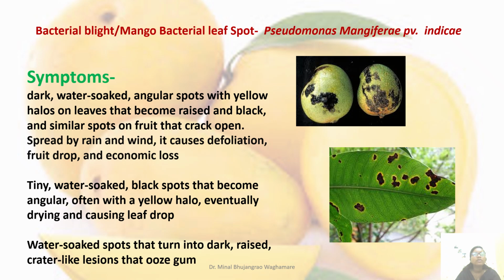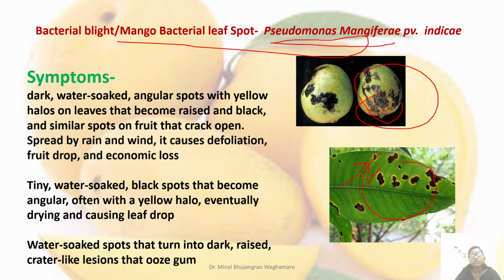Coming to the bacterial blight of the mango, that is also known as bacterial leaf spot. This disease is caused by bacteria, that is Pseudomonas mangiferaeindicae pathovar indicae. In this we can find dark and water soaked angular spots with yellow margins or yellow halos appear on the leaves, and due to this ultimately the leaves dry and defoliation of the leaves takes place. In severe cases, from such spots which turn black, oozing of gum also takes place. Such spots also appear on the fruit, and we can see that the spots on the fruit lead to cracking of the fruit.